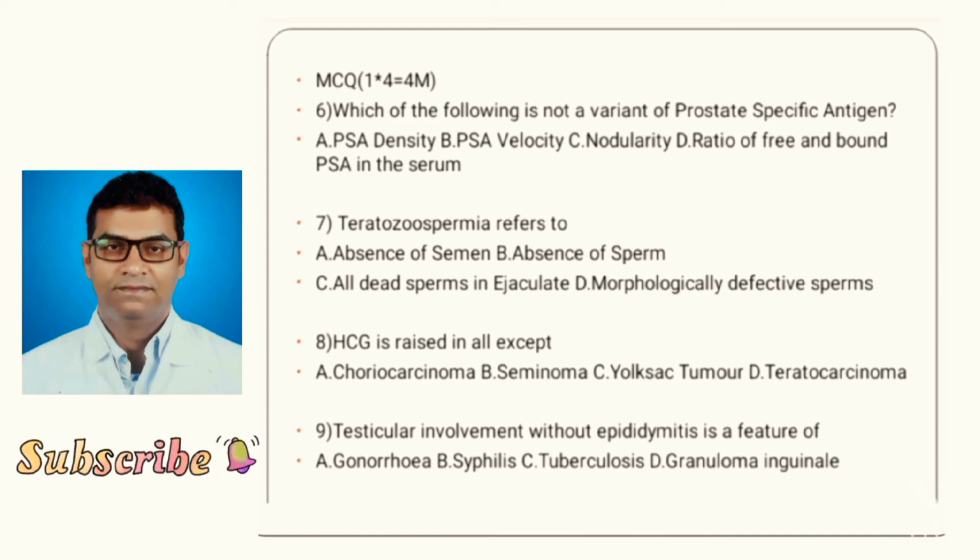Oligozoospermia is total number of spermatozoa below the lower reference limits, and teratozoospermia is percentage of morphologically normal spermatozoa below the lower reference limit. That's why here the answer is option D. Teratozoospermia refers to morphologically defective sperms.